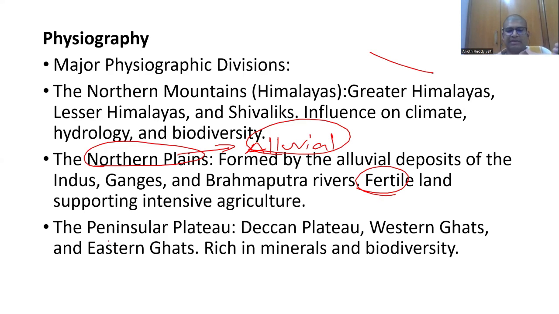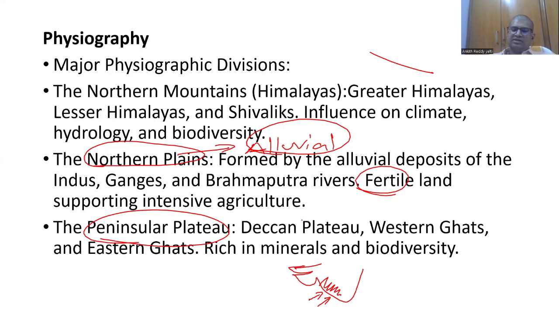Then the third division, the Peninsula Plateau. This Peninsula Plateau comprises the Deccan Plateau, the Central Plateau region, and the Chotanagpur Plateau region. Within the Southern Peninsula region, you have the Western Ghats and Eastern Ghats. The Western Ghats are rich in biodiversity. They are biological hotspots because they receive a good amount of rainfall from the southwest monsoon. So they have good diversity there. Many national parks and tiger reserves are located in the Western Ghats region. Since they receive good rainfall, they have a good amount of forest, flora and fauna.